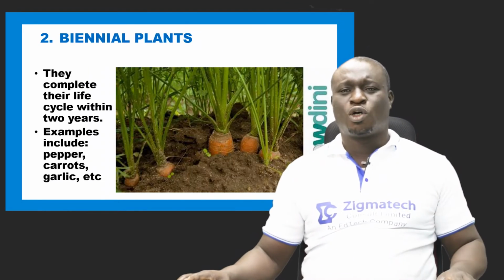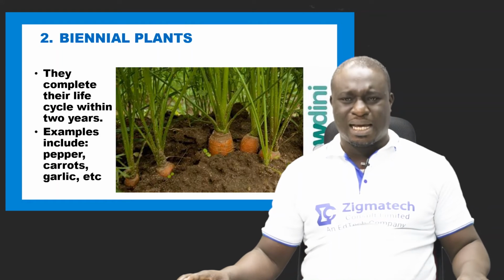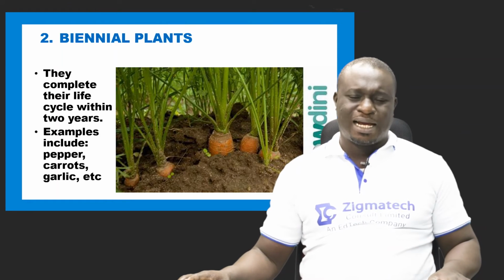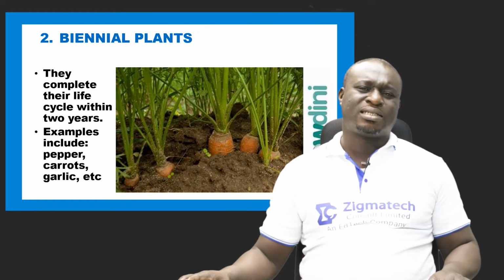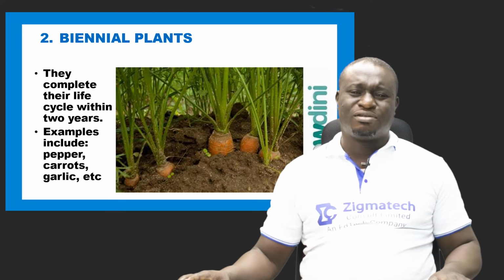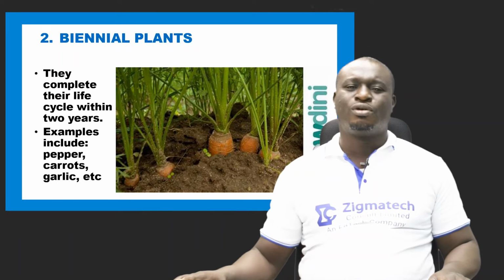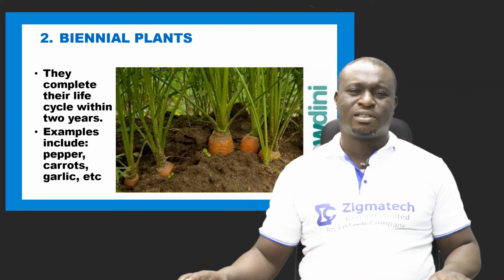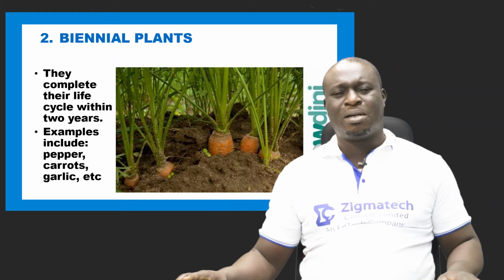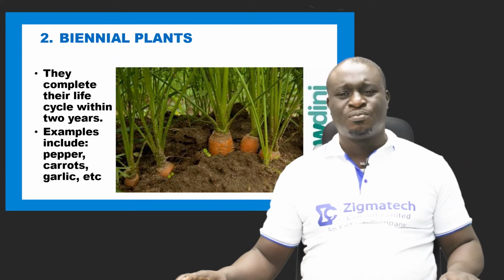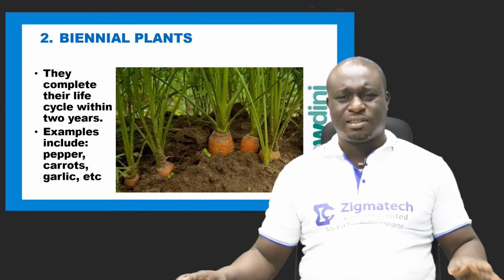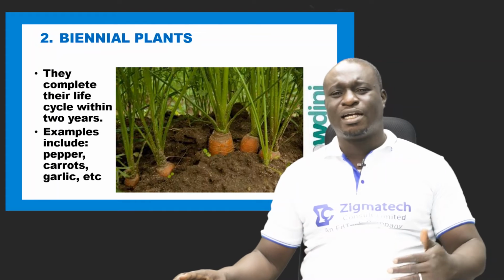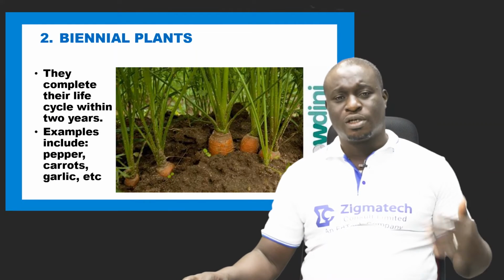Number 2 is what we call the biennial plants. Now, biennial plants are plants that complete their life cycle within 2 years. Examples include the pepper, we have the carrots, we have the garlic, etc. They complete their life cycle within 2 years.